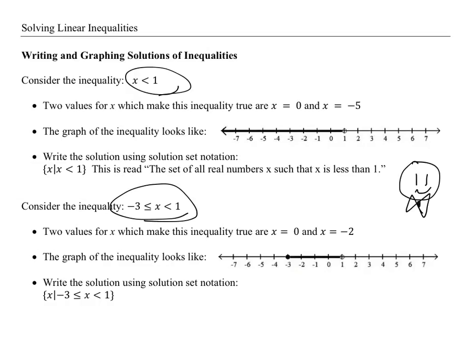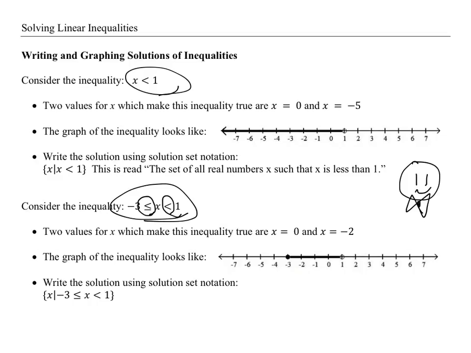Two values for x that could make it true are 0 and -2. And the graph looks like -3 to 1. I have a solid circle at -3 because I have an equal to there. I want -3 to be part of the solution. An open hole at 1 because I don't want 1 to be part of the solution. I want x strictly less than 1.